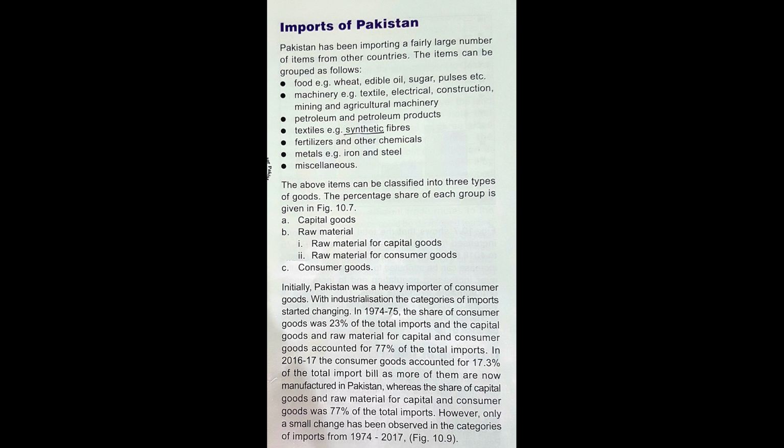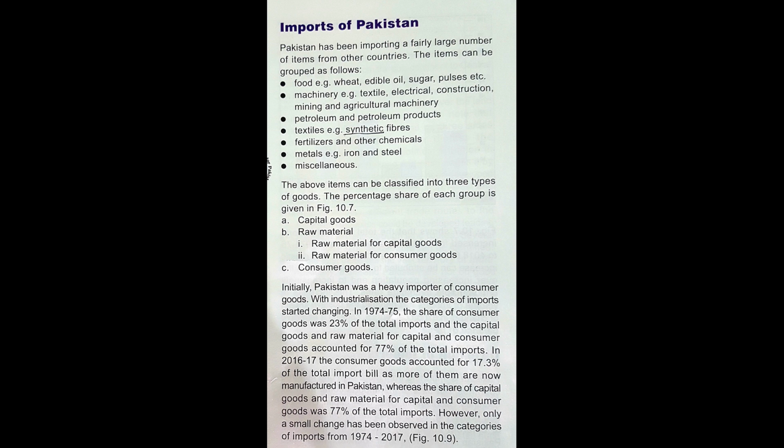Number 2. Machinery, e.g. textile, electrical, construction, mining and agricultural machinery. Students, as Pakistan is a developing country, we do not have heavy investment to produce electrical instruments, construction material, mining equipment and agricultural machinery. So we have to depend upon other countries to buy such things.